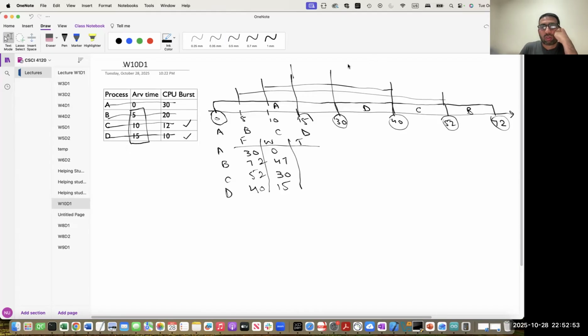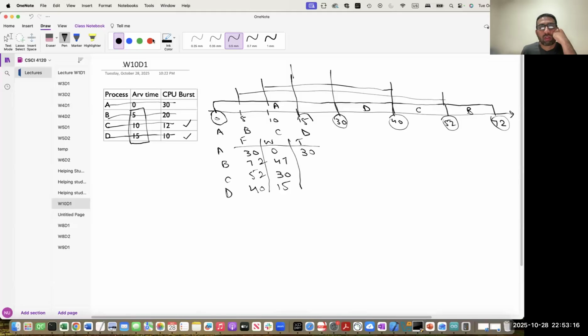Okay. And turnaround time. Turnaround time is from the time the process arrived to the time it gets completed. So for A, A arrived at 0, right? And it got completed at 30. So 30 minus 0, 30.